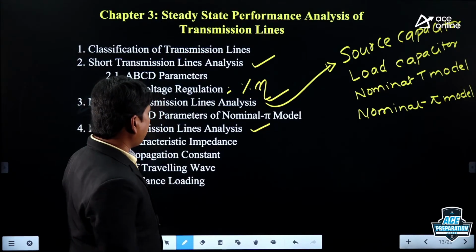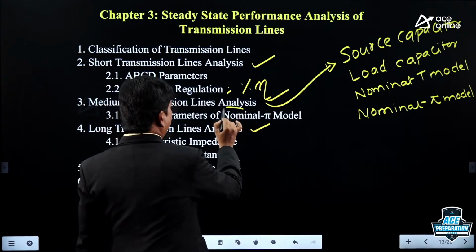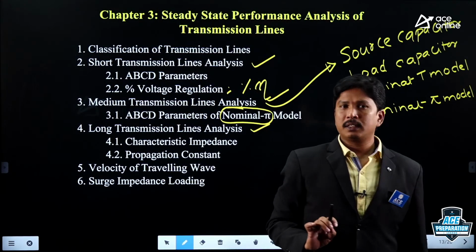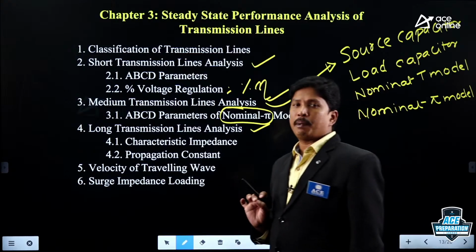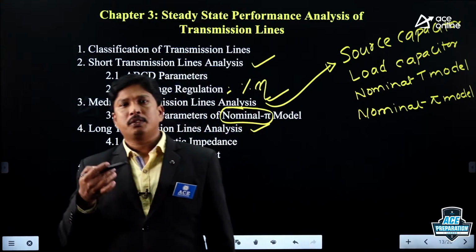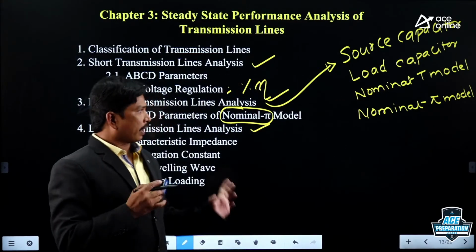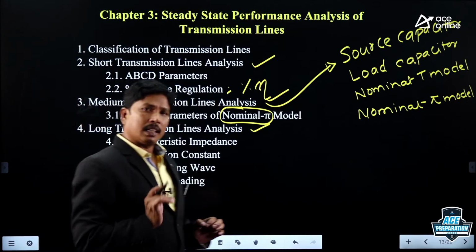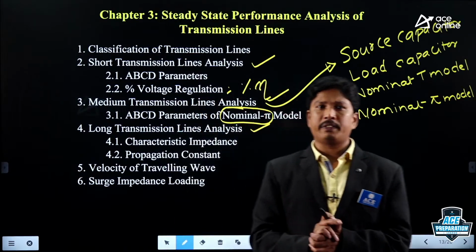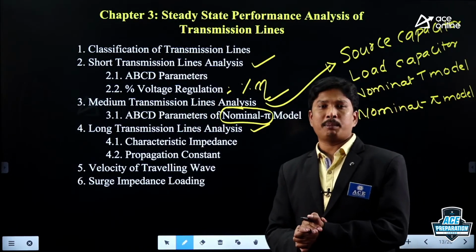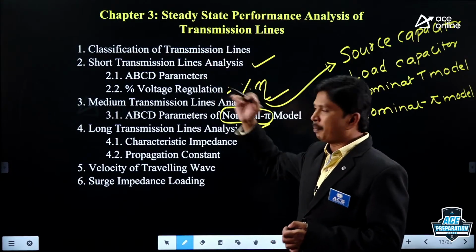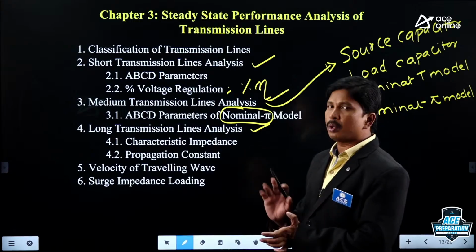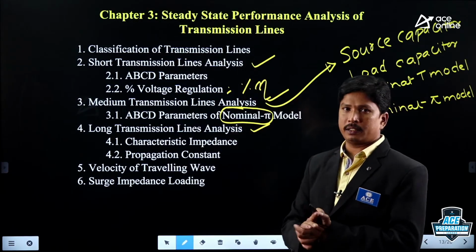In that, our concentration should be more on the nominal pi model. Clear, students? We are going to see the ABCD parameters of the nominal pi model, and the Ferranti effect also we are going to study here. And coming to the long transmission line, the analysis is somewhat difficult. Why? Because they are distributed parameters compared to short and medium transmission lines. Its analysis is somewhat different, and it is the most important concept in the entire third chapter.